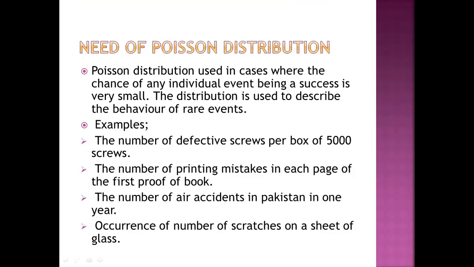Now, all these examples, they are not from medical sciences. For example, the number of defective screws per box of 5,000 screws, the number of printing mistakes in each page of the first proof of the book, and so on. So if these examples are from medical research of certain syndromes and certain diseases, it would be the better slide.